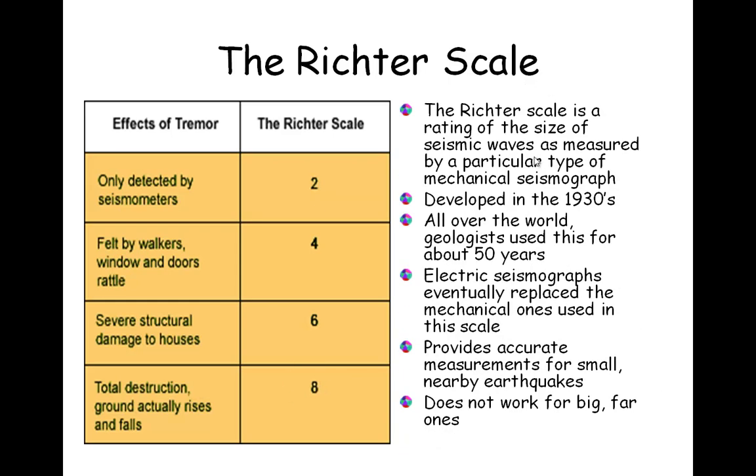The Richter scale is a rating of the size of the seismic waves as measured with a particular mechanical seismograph. Developed in the 1930s, they were all over the world, used by geologists 50 years later. We now use electronic ones that don't use the mass, but they work by the same basic idea, and provide a very accurate measurement of even very, very small earthquakes, much smaller than 2. It does not work for big ones, especially if they're far away.